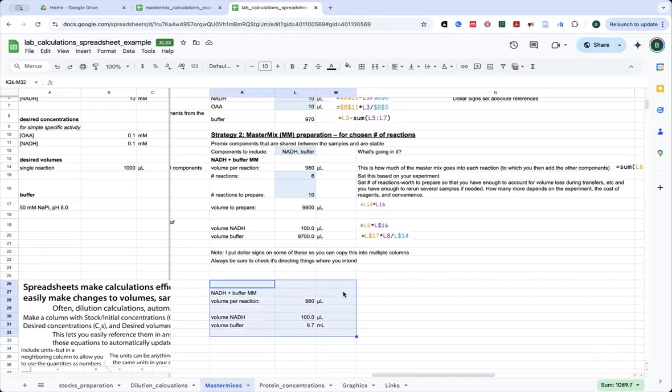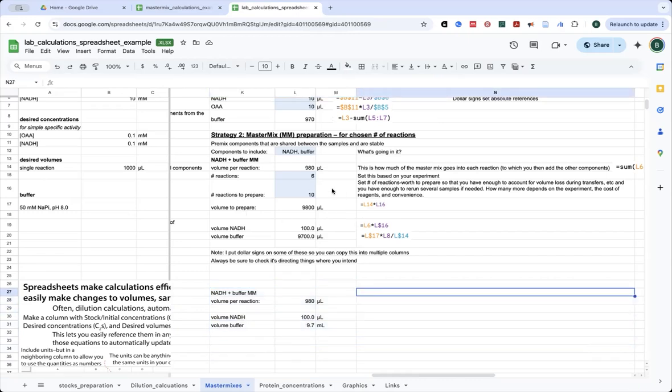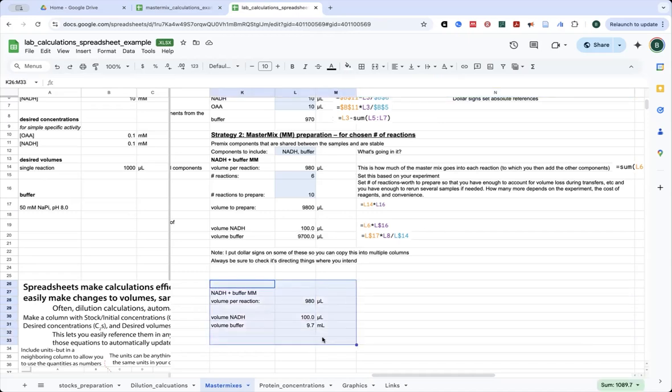Having a simplified kind of what to make when is really helpful in the lab, and then you don't have to worry about being bogged down by all these calculations because you did the calculations ahead of time and now you know exactly what you need to do in the lab.